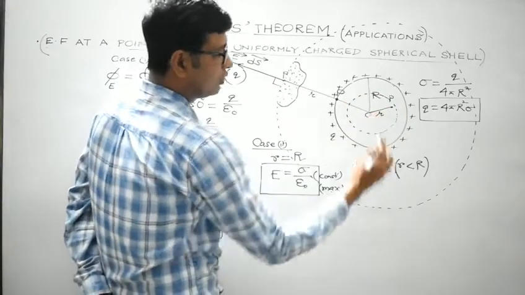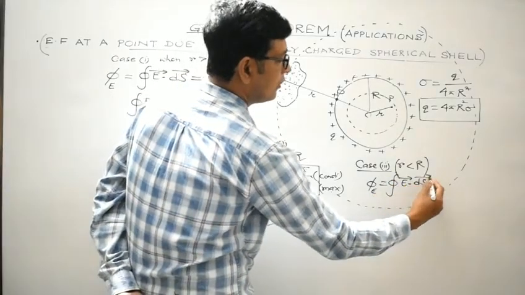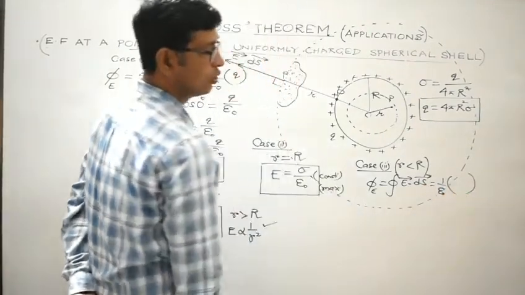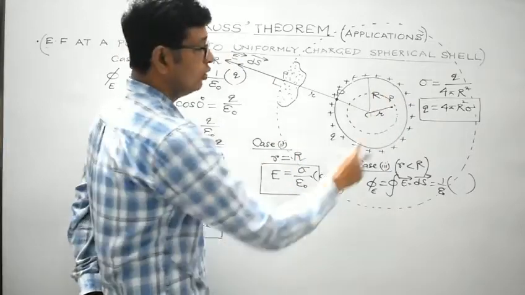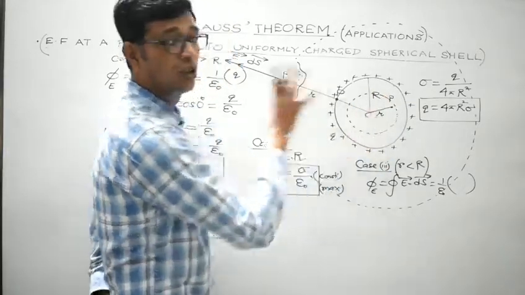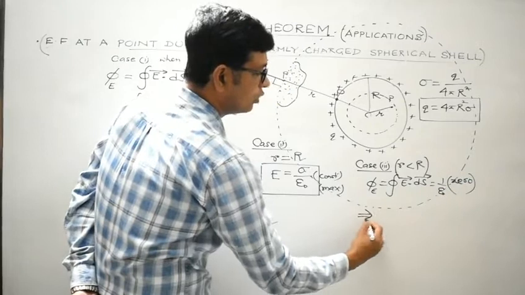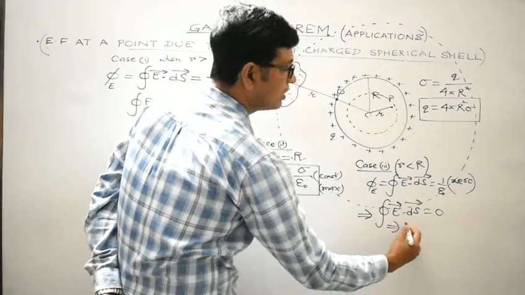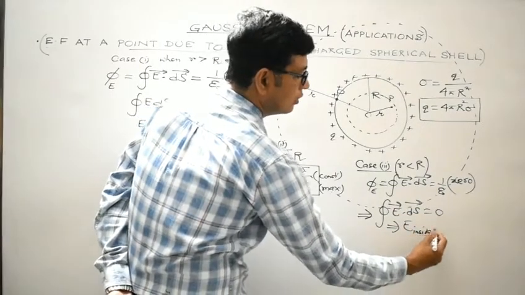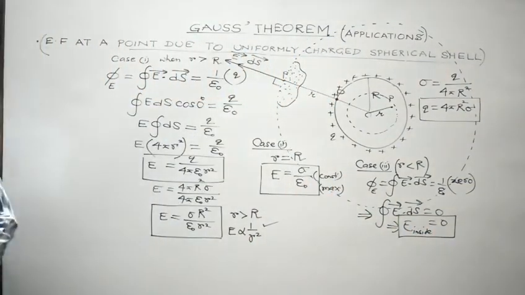Now, if we apply Gauss's theorem over here, what we get is phi is equal to the closed surface integral of E dot ds, which equals 1 by epsilon times the net charge enclosed. All the charges reside outside this Gaussian surface, so this Gaussian surface doesn't enclose any net charge. So, net charge over here is 0. What do we conclude? E dot ds is equal to 0, which means that electric field is 0. So, the electric field at any point inside a uniformly charged spherical shell is 0.